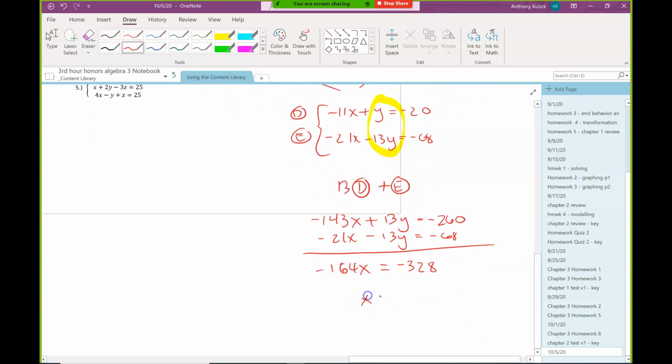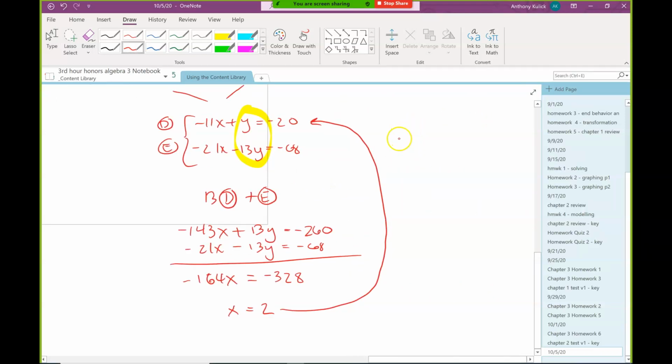And if I divide both sides by negative 164, I get 2. Once I have that answer, I can go ahead and substitute it back in for either of the previous two equations. I'll plug it back into D, just because the numbers are a little bit smaller, but it doesn't really matter. So that gives me negative 22 plus y is equal to negative 20. Add 22 to both sides, and that gives me y.